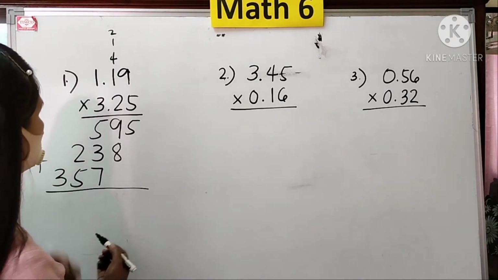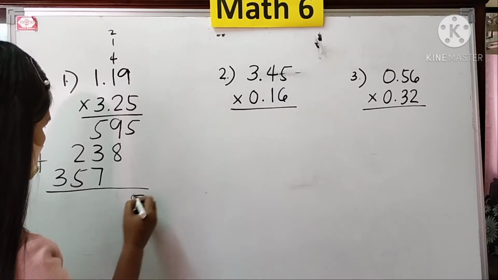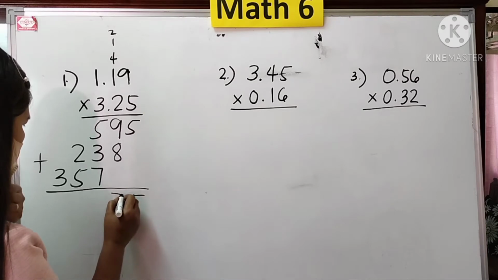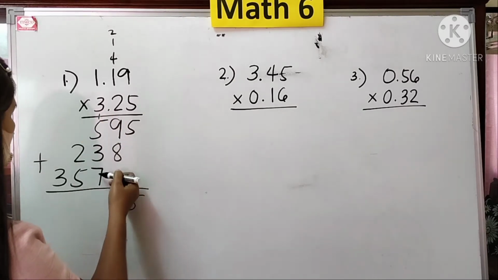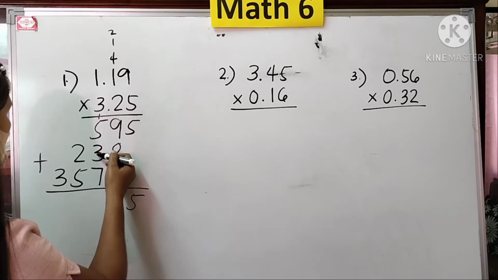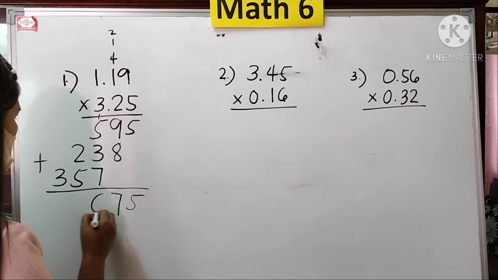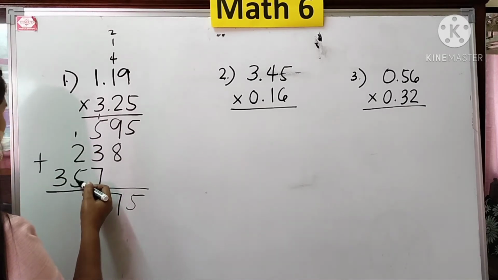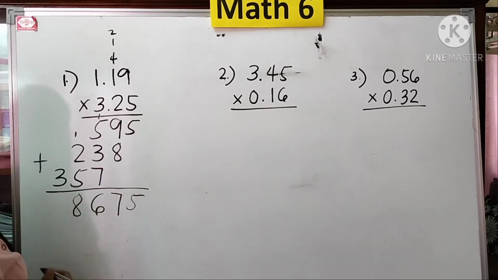So now you will add 5. So bring it down. Then 9 plus 8 is equal to 17. Carry 1. So we have 7 plus 3 is 10 plus 5 is 15 plus 1 is 16. Carry 1. Then 5 plus 2 is 7 plus 1 is equal to 8. And then bring down 3.